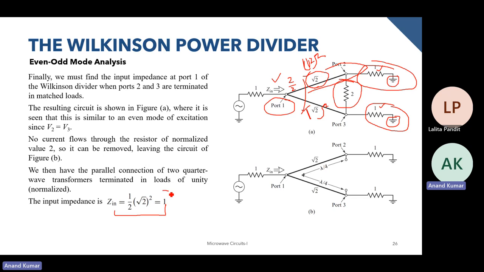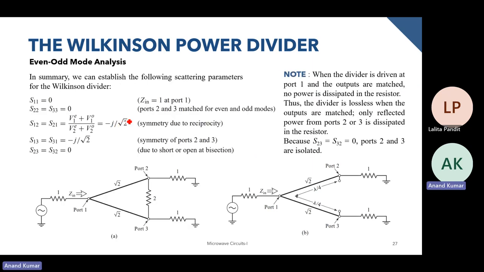We have skipped some steps, so I'll let you try this out yourself. See the impedance over here, see the impedance over here, and the impedance of this quarter wave transformer, and you will get it. Both of these are in parallel, so you have to calculate the value of Zin, and this will come out to be one. So we have all the necessary information to write down the S parameters of this circuit now. Okay, so for S11, we had Zin equal to one, so this is matched.